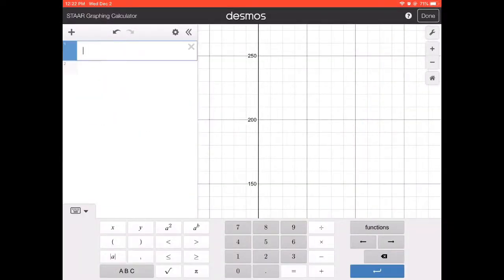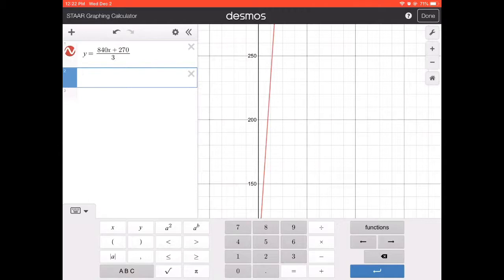Delete the previous question so that we don't see it. And I'm going to type in y equals, and then I'm going to hit my fraction bar to go ahead and get that set up. Plus 270, so I don't have to fight with the fraction, and then put that 3 on the bottom. I'm going to do the same thing with my next equation, y equals.